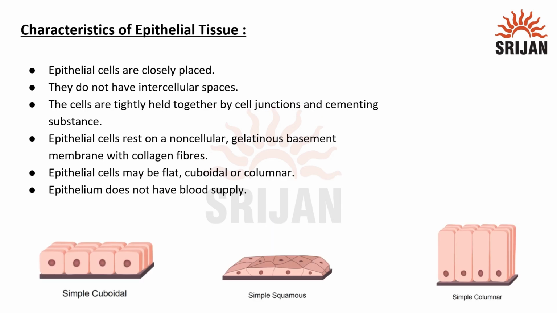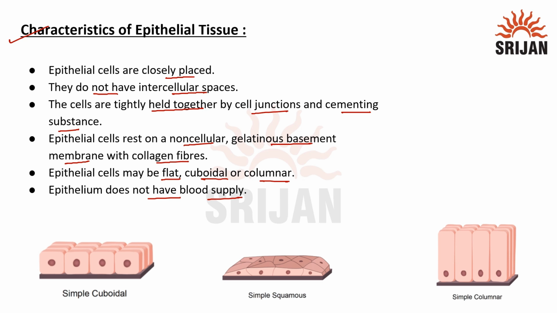Let's take a look at characteristics of epithelial tissue. Epithelial cells are closely packed and they do not have intercellular spaces. They are tightly held together by cell junctions and cementing substances. Epithelial cells rest on a non-cellular gelatinous basement membrane with collagen fibers. Epithelial cells may be flat, cuboidal, or columnar, and they do not have blood supply.